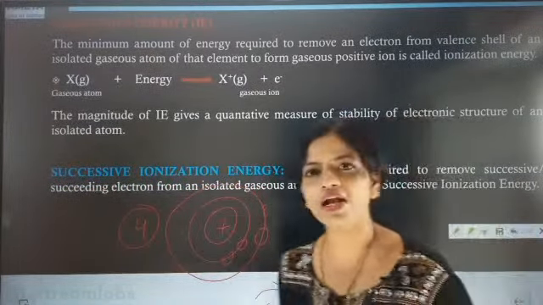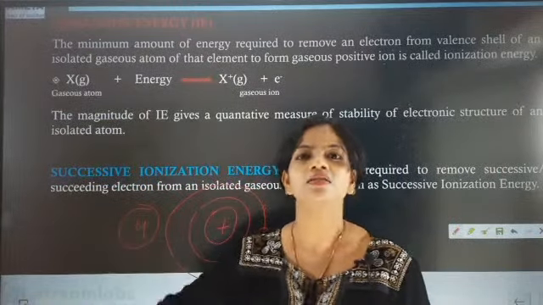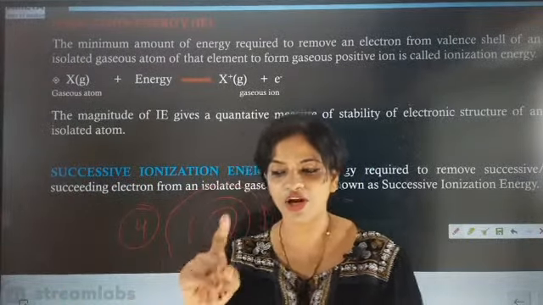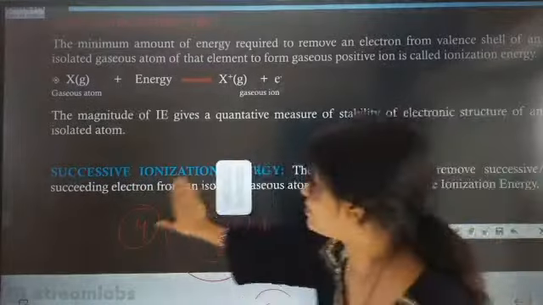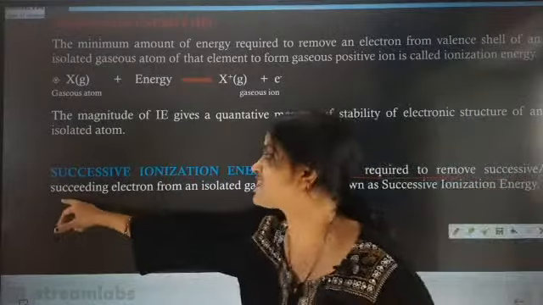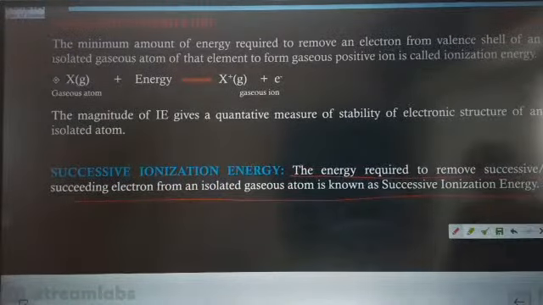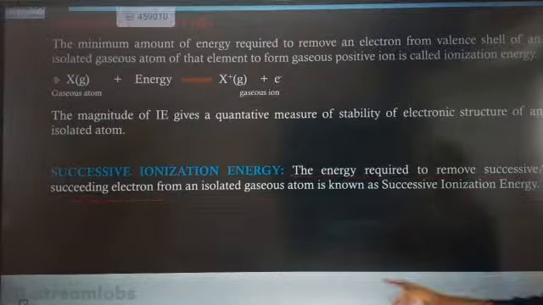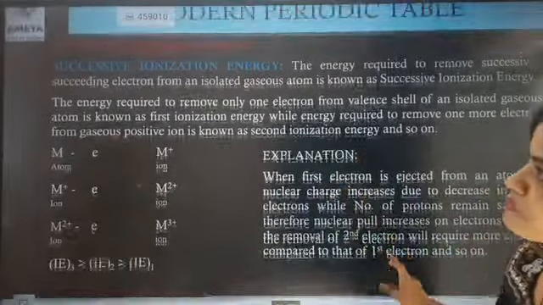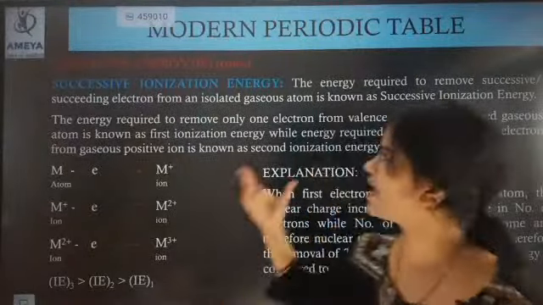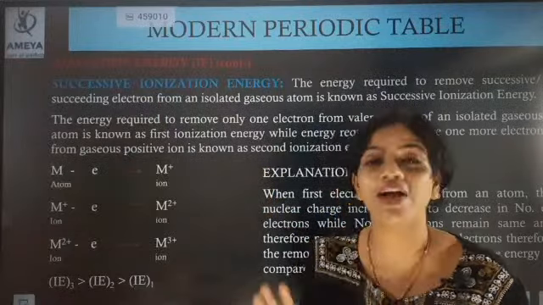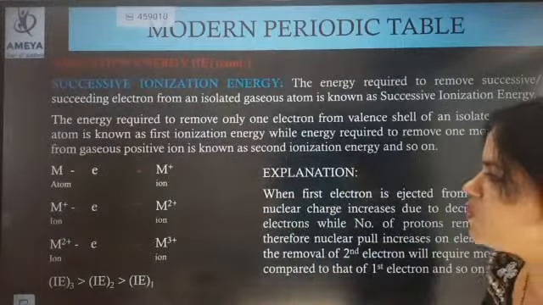To maintain stability, I have to give more energy. I hope you have understood this point. So we have understood one very important point: the energy required to remove successive, succeeding electrons from an isolated atom is known as successive ionization energy. And now we are going to see how successive ionization energy works. Now look here. The energy required to remove succeeding electrons is successive ionization energy. Now let's see how it is working.